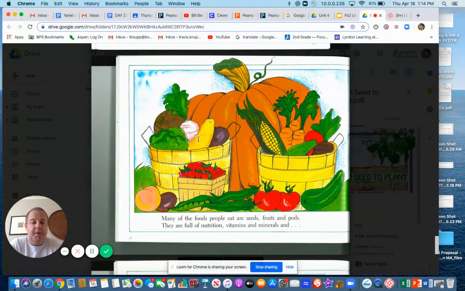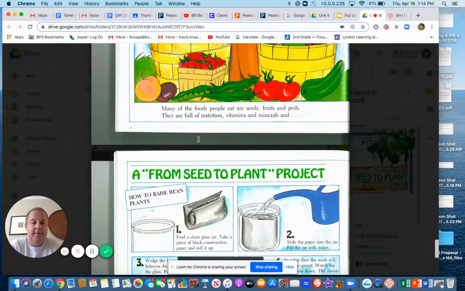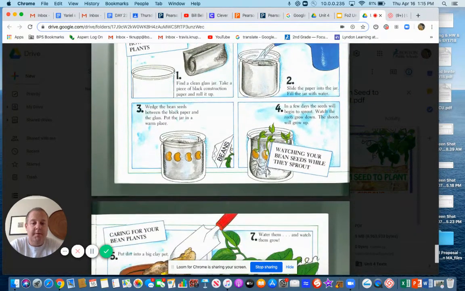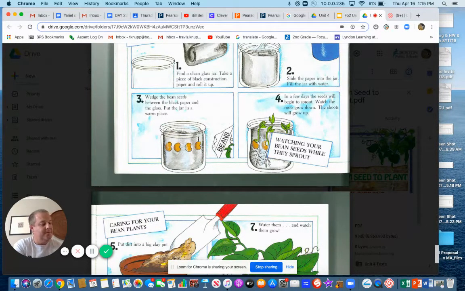Many of the foods people eat are seeds, fruits, and pods. They are full of nutrition, vitamins, and minerals, and here it is. They are tasty too.